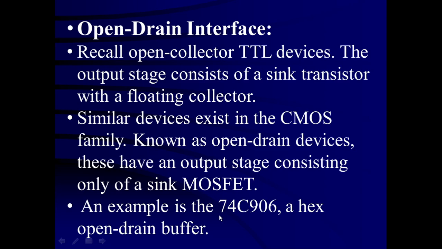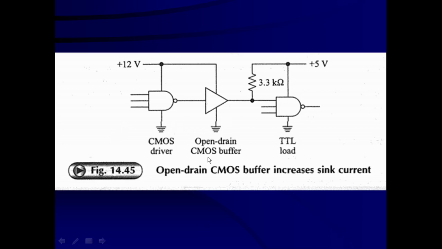An example is the 74C906, a hex open drain buffer IC. Hex means there are 6 gates in this IC, and all these gates have open drain buffers. That means the drain is floating. How is it connected? You can see that this is a CMOS driver. Now the CMOS driver and CMOS buffer are both working at plus 12 volt. In the previous case, the CMOS buffer was connected to the supply pin of 5 volt.